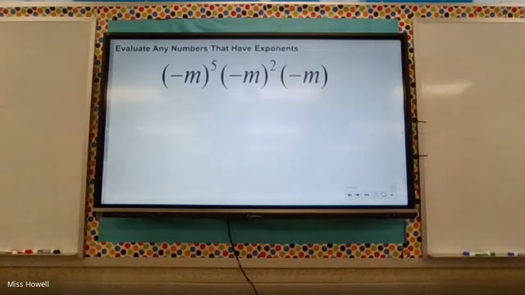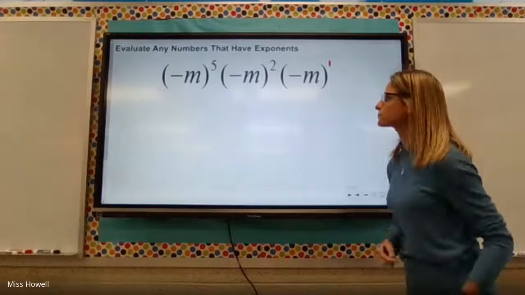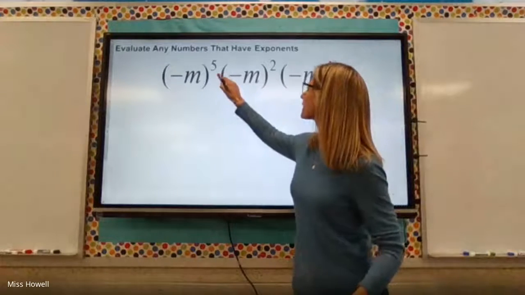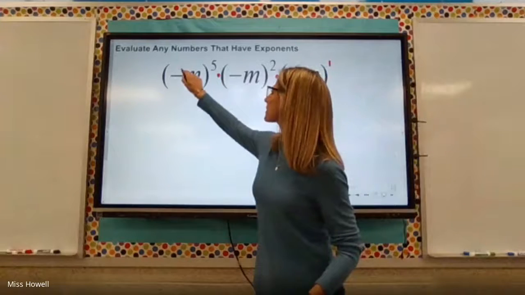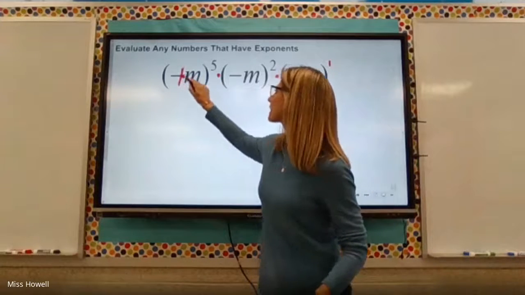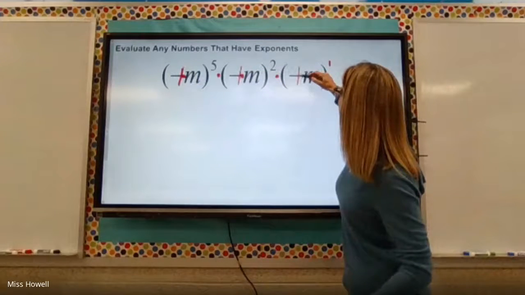All right, last one. And this looks really, really simple, but it's actually more complex than it looks when we really think about what's in the problem. So negative m to the fifth, a negative m to the second, and a negative m that's got what looks like no power, but please remember that's a 1. All right, these are all times out here in between, so I'm going to add that to the picture. And these negative signs really mean there's a negative 1 times inside of here, right? Negative 1 times, and a negative 1 times.